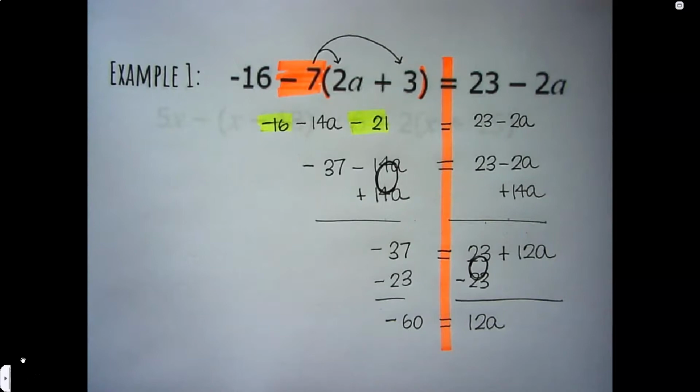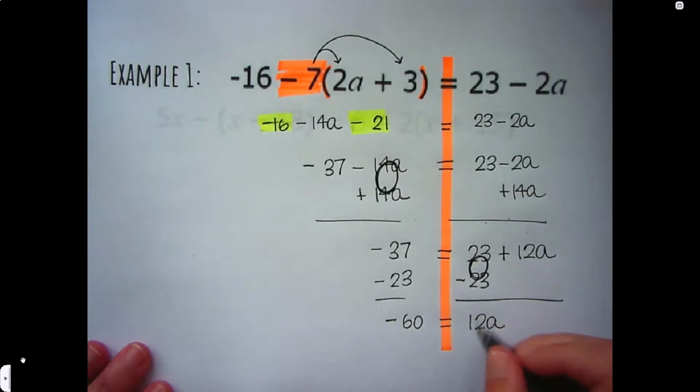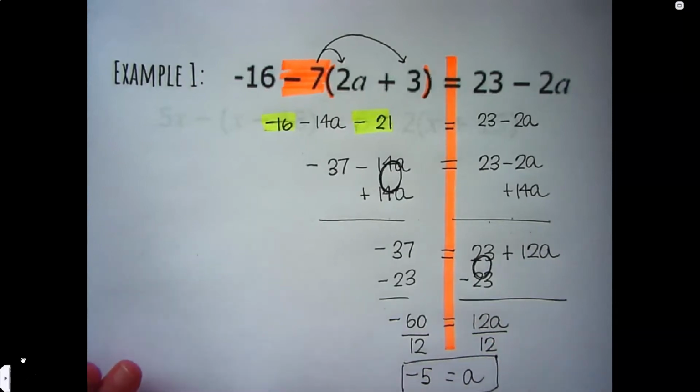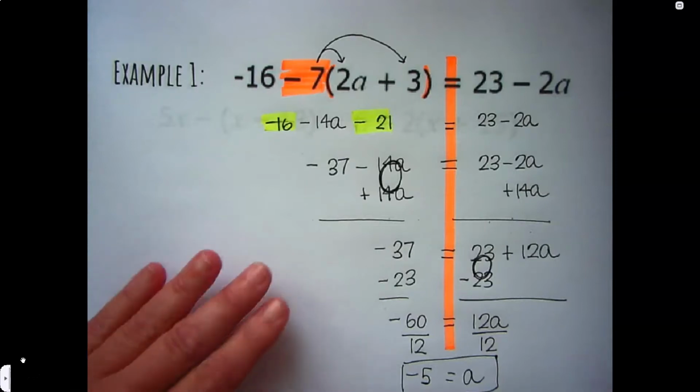Now, one more step. We're either going to multiply by 12 or divide by 12 to get rid of that number. This is 12 times a, so it's multiplying already. So we're going to do the opposite and divide both sides by 12. Negative 60 divided by 12 is negative 5, and negative 5 is equal to a is my solution. So there is an equation that has all 5 of those steps in it.